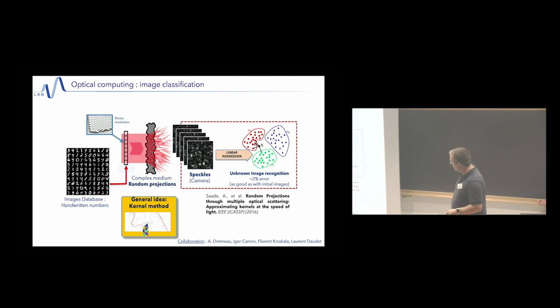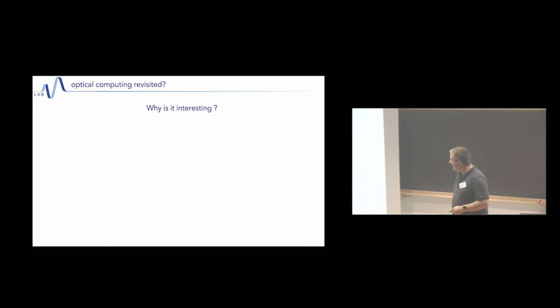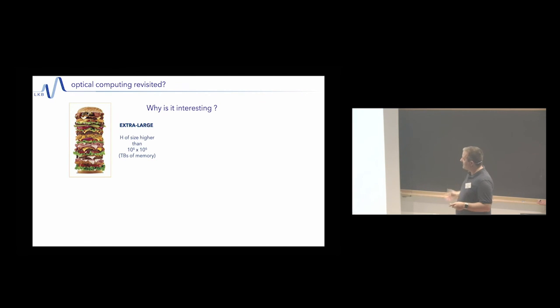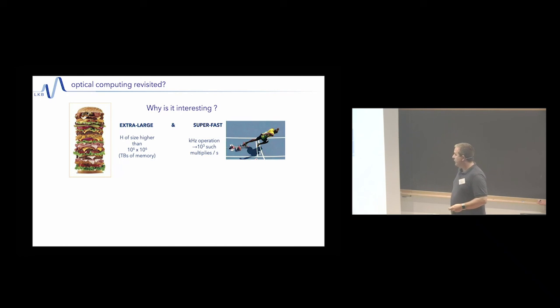But I don't want to go too much into the details. It's interesting because it can, of course, be extra large. So the matrix can be 1 million by 1 million or many million by many million. You would need terabytes of memory to do it with a computer, and you need to bring the coefficients from the memory to the CPU and so forth. And it's also super fast.